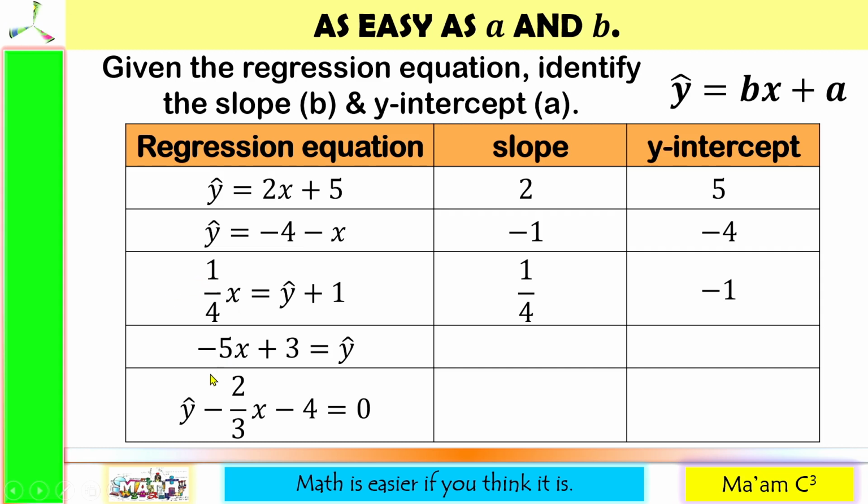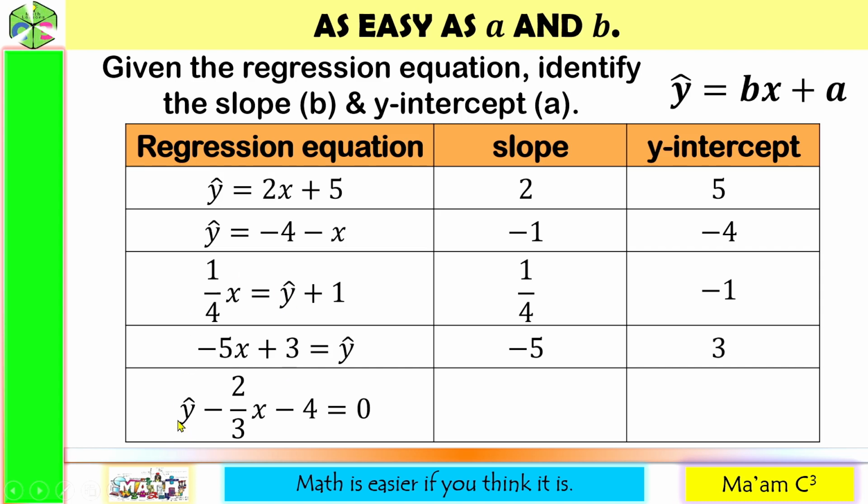Next one, negative 5x plus 3 is equal to y hat. Y hat here is isolated and it is positive. There is no need to interchange the terms from one side to another. The term containing x is this one, and the numerical coefficient is negative 5. This will be our slope. And this constant here is our y-intercept.